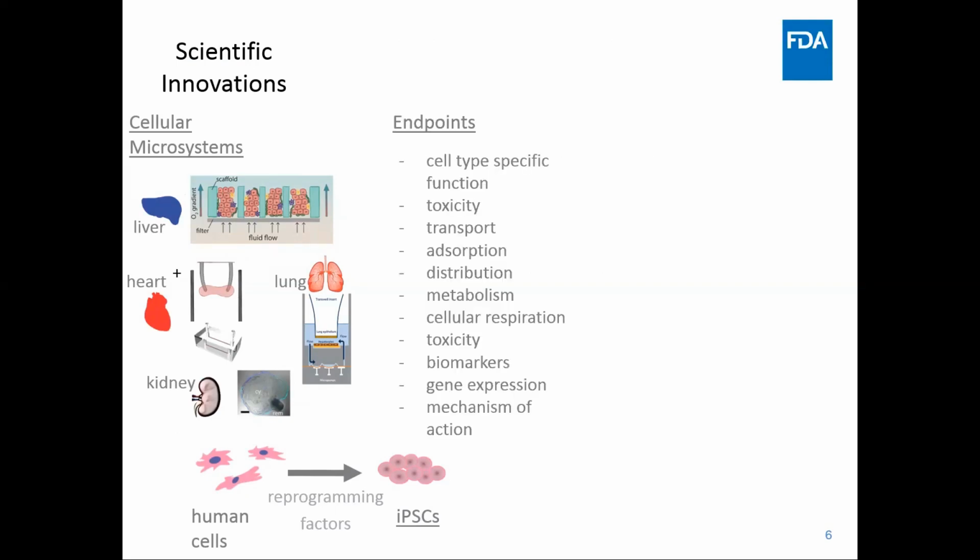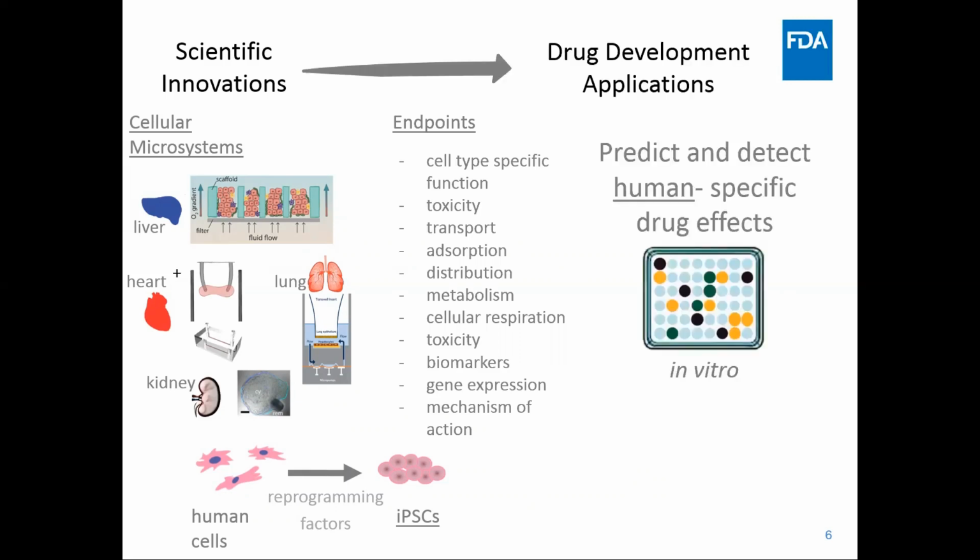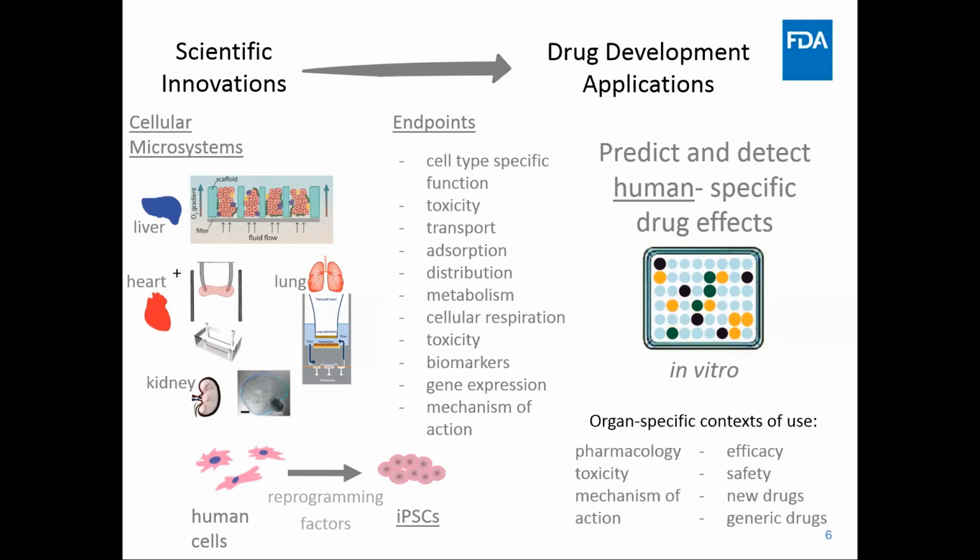And these cellular microsystems can provide a variety of different endpoints that then can be used in drug development applications to predict and detect human-specific drug effects. Because these systems have specific physiological properties and they do not replicate all of the regulatory components of organs or tissues, it's very important when using these systems to have organ-specific context of use.